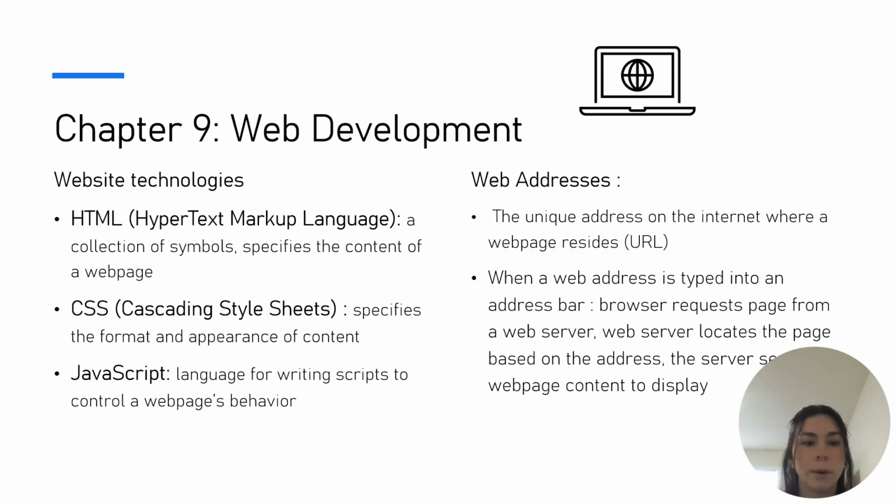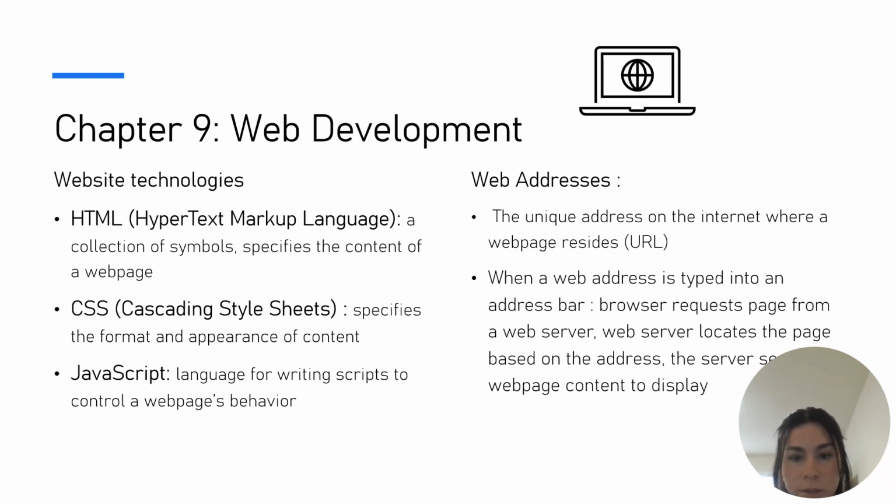Chapter 9 is web development. Website technologies include hypertext markup language, which is a collection of symbols that specifies the content of the web page. The cascading style sheet specifies the format. JavaScript is a language for writing scripts to control a web page.